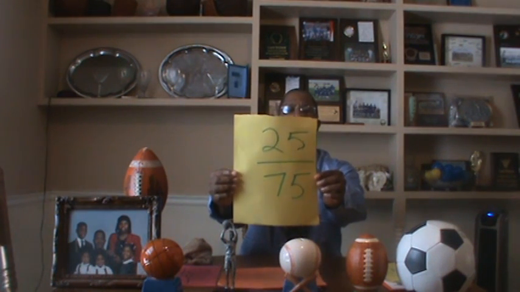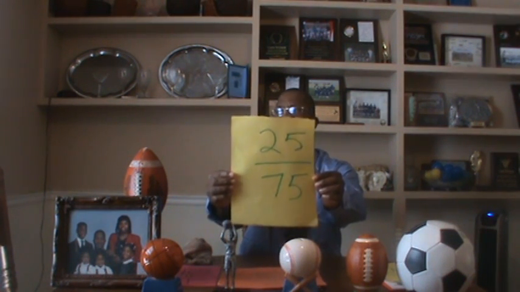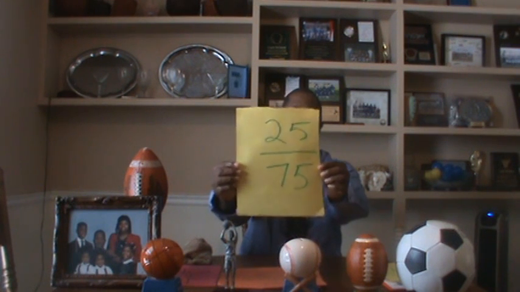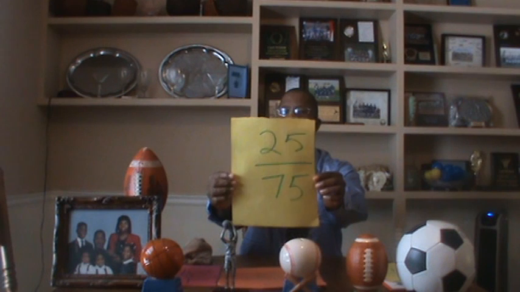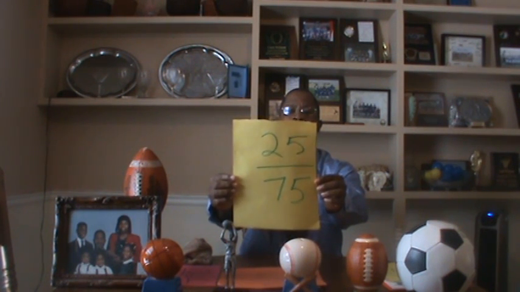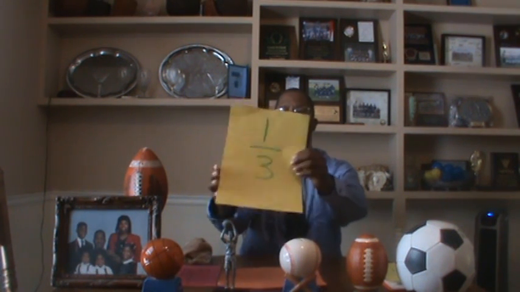25/75. Think in terms of quarters. The easy way to do this one would be to think in terms of quarters. 25 going into 25, how many times? One time. 25 goes into 75 how many times? 3 times, correct. The answer would be 1/3.